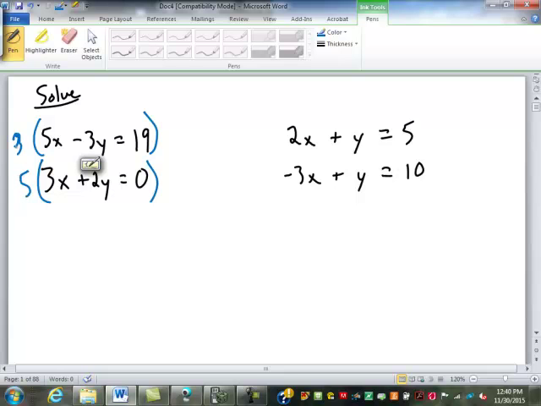But I'm going to have to modify that slightly. Can anybody tell me why? Yeah, they're both positive right now. We have to make one negative. So I'm going to make this a negative 5 down here.